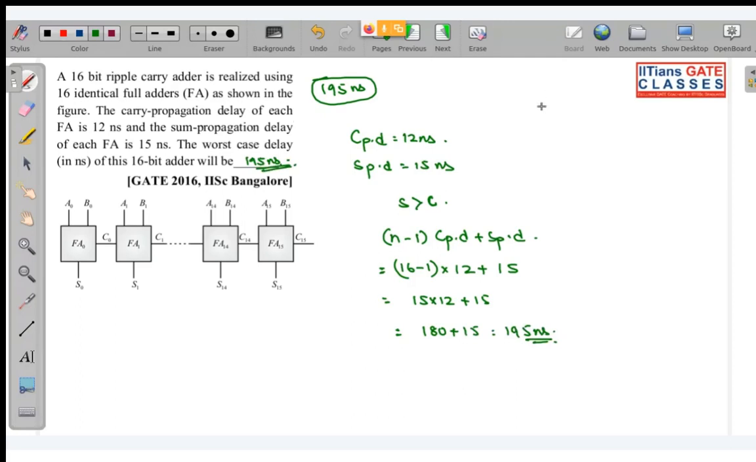If we had reversed this, what if CPD was 15 and SPD was 12, then what? As S is less than C, the formula will be N into CPD. So N is 16 into 15. So 15 into 15 is 225, so this will then be 240 nanoseconds. Okay, 240 nanoseconds we will get as the answer for this case. Okay, 240. Yes, very good.